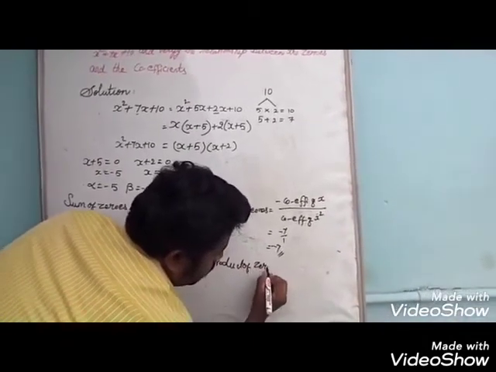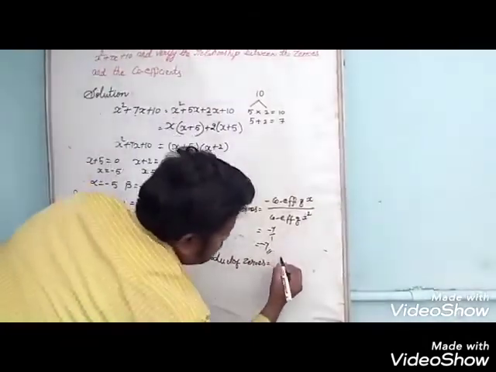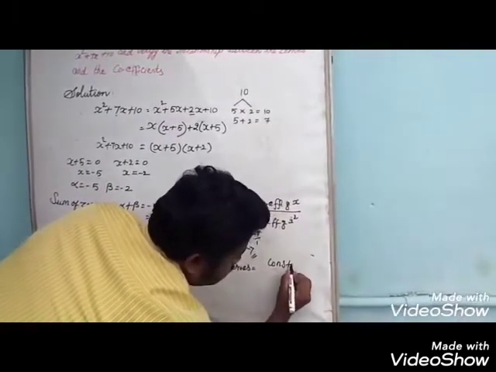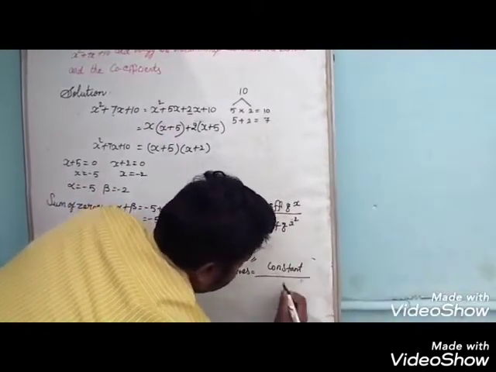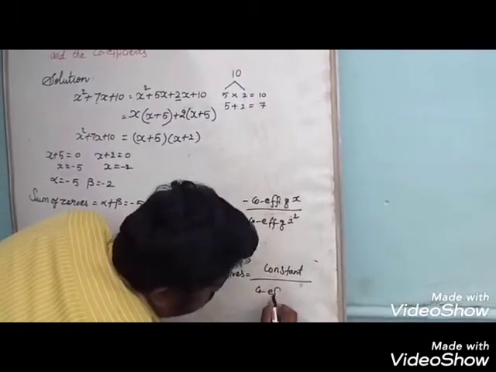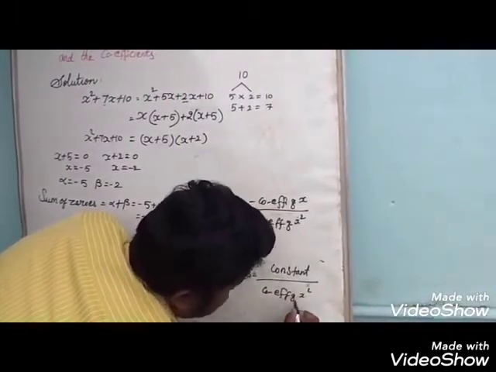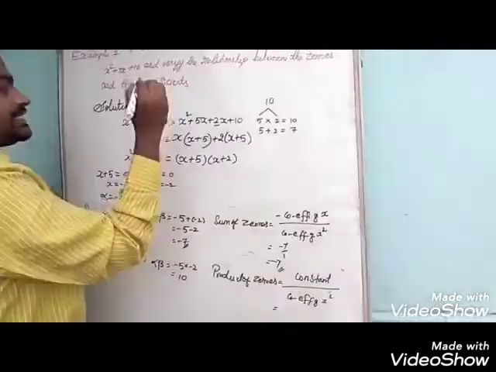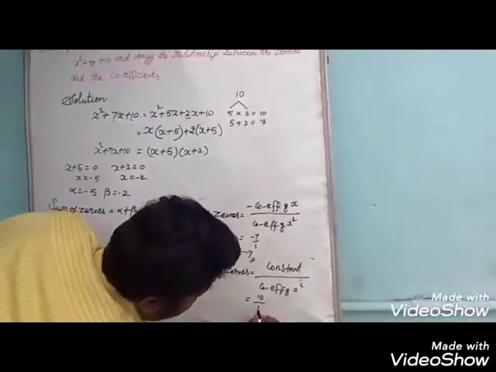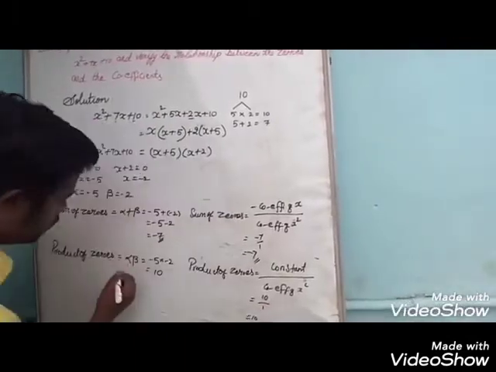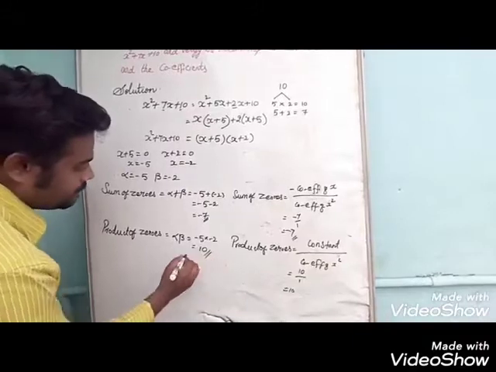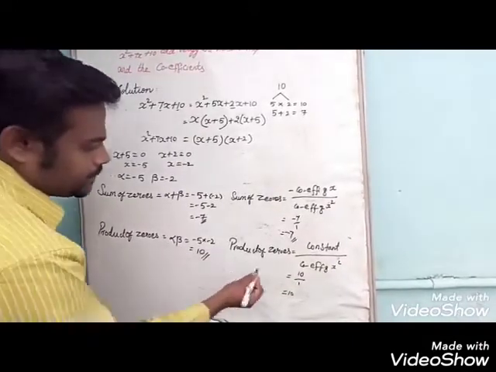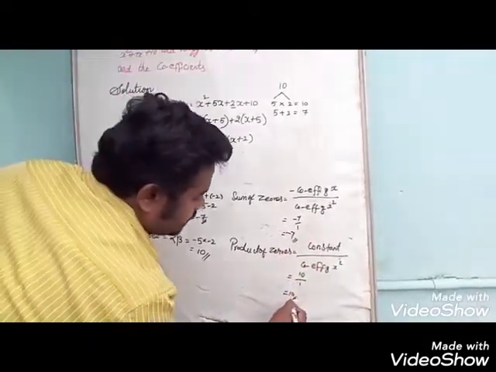Product of zeros by comparing coefficients: here, comparing the constant term divided by the coefficient of x square. The constant term is 10, so 10 divided by 1 is equal to 10. Now you compare the product of zeros by roots, 10, with the product by comparing coefficients, 10.